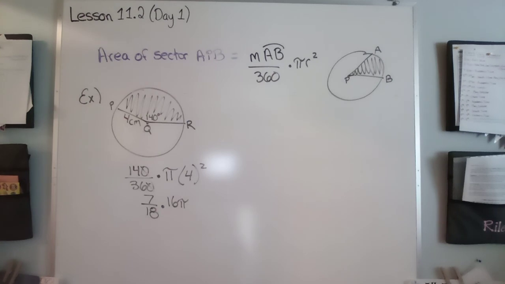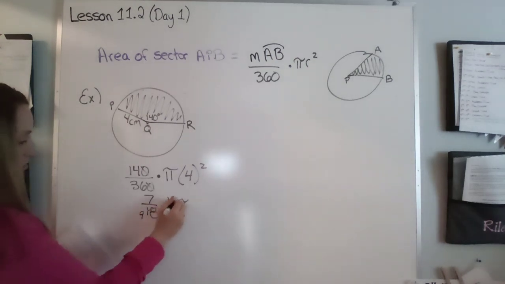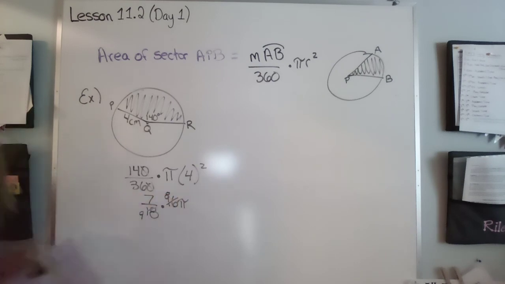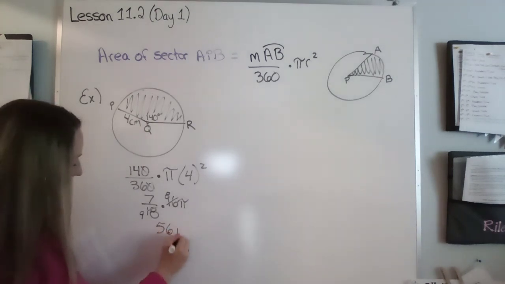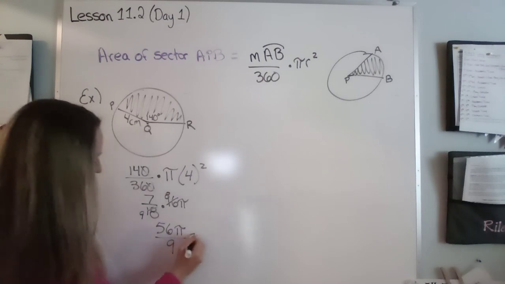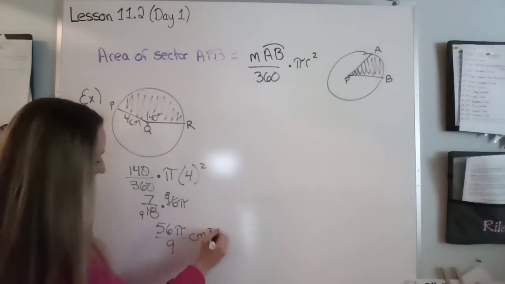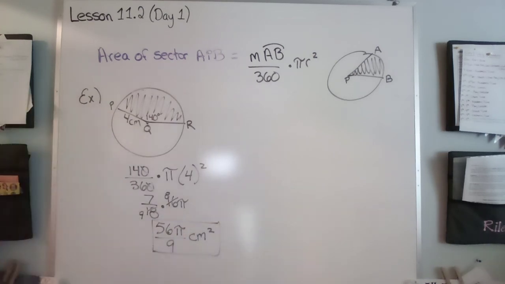Then you can cross simplify and then multiply. When I cross simplify, both are divisible by 2. 2 goes into there 9 times, 2 goes into there 8 times. Then you multiply 7 times 8 to get 56. So you have 56 pi over 9 centimeters squared. This is a sector area, so my units are squared.